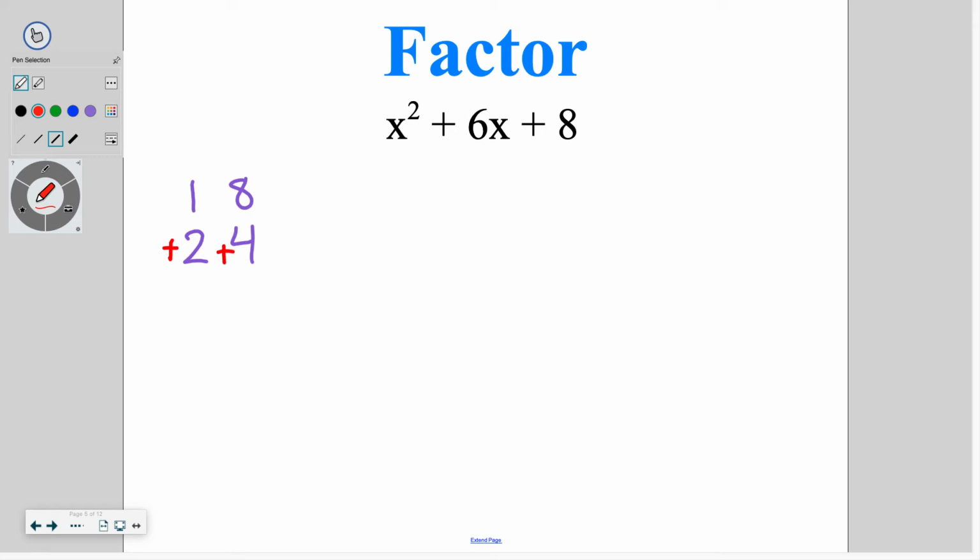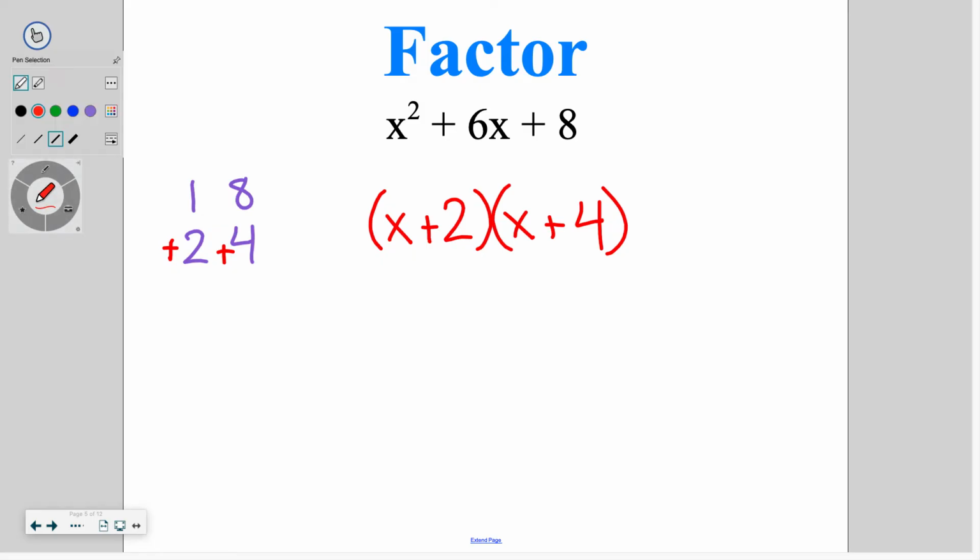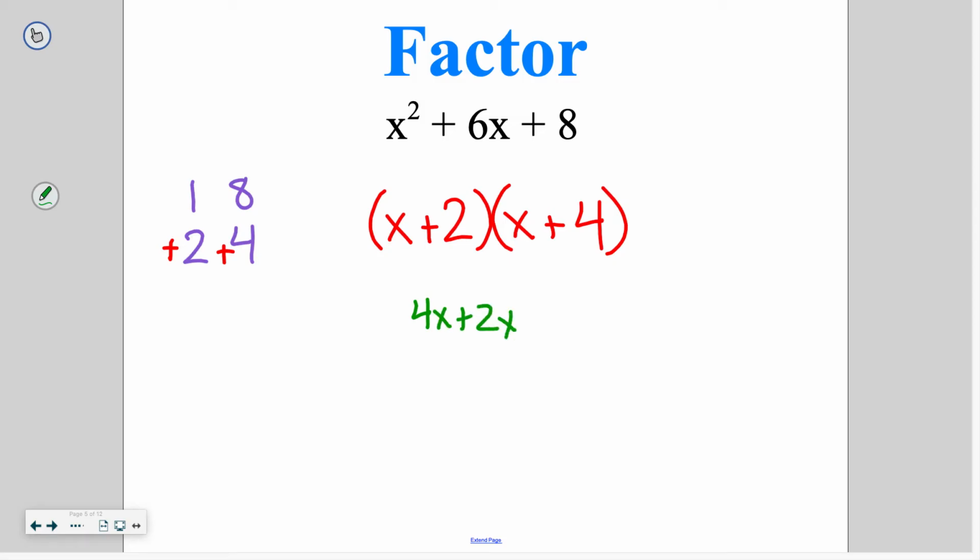Then it becomes very simple. Your x squared is going to break into x and x, and then the 8 breaks into 2 and 4. The reason this works, if I FOILed this back out, first would be x and x. That gives me x squared. Then I would have 4x and 2x, and 4x plus 2x gives me 6x. And then I have 2 times 4, which gives me that back number of 8.